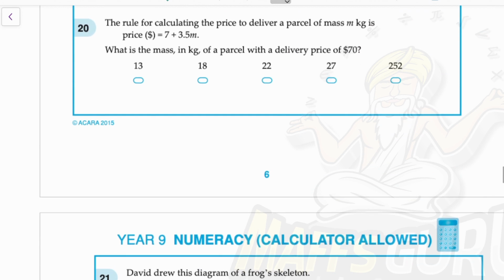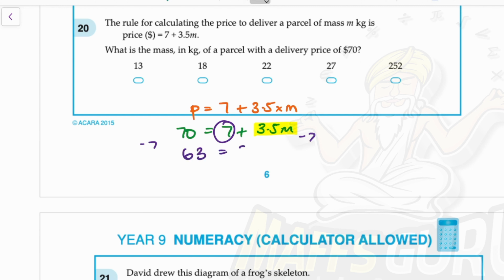The rule for calculating the price to deliver a parcel of mass m kilos is given by that. So that says the price is equal to 7 plus 3.5 times m. What is the mass in kilos of a parcel with a delivery price of $70? So we know 70 is equal to 7 plus 3.5m. Again, keep the kissing couple together, so there's a times between them that gets done last. I'm going to move the 7 by taking 7 away from both sides. 70 minus 7 gives me 63.